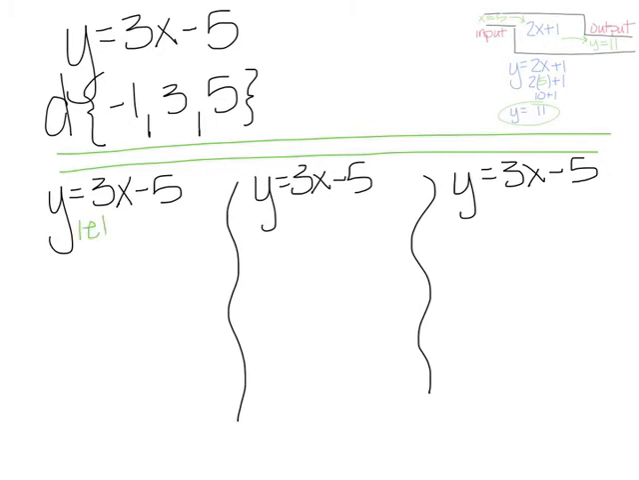This first one, we're going to let x equal -1. The second example, we'll let x equal 3. And the third time, we'll let x equal 5.